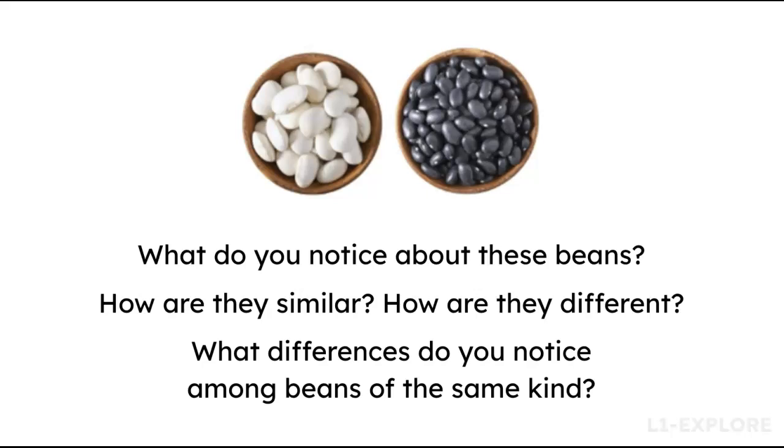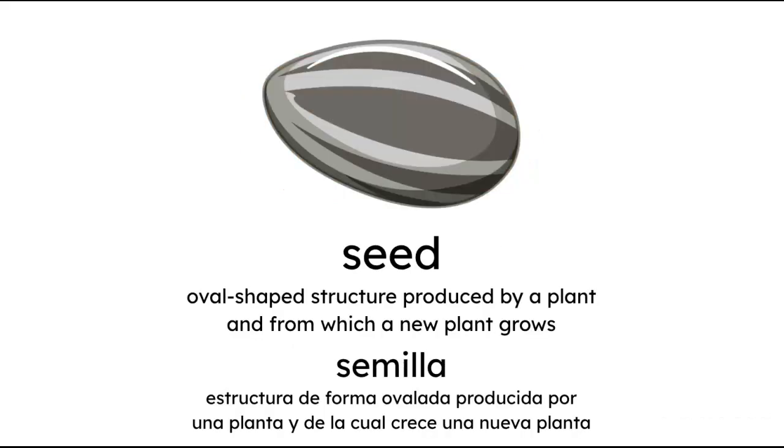For the Explore portion, you'll place students into groups and provide each group with 2 different beans from the MySci kit and a hand lens. You'll ask them questions about what they notice about the beans and the similarities and differences they see. You'll allow students to turn and talk about their observations. You can record their observations on the board as they share. You can post and discuss the seed vocabulary card.